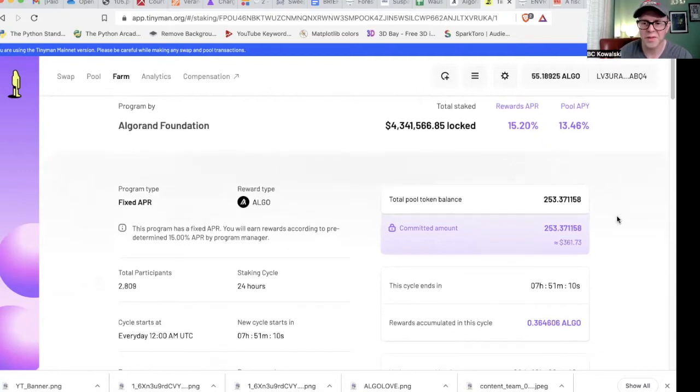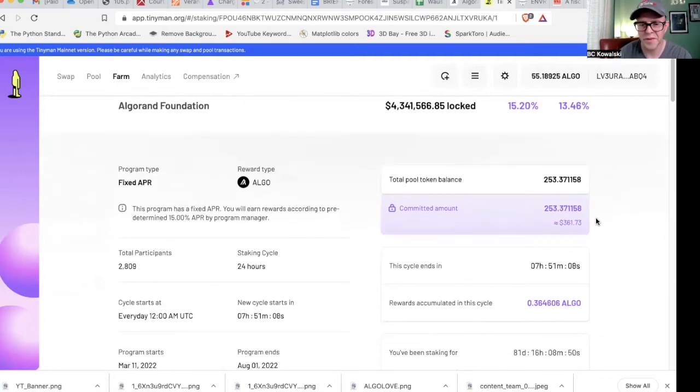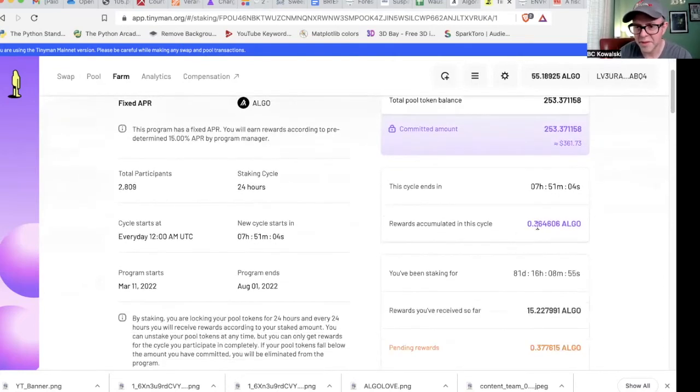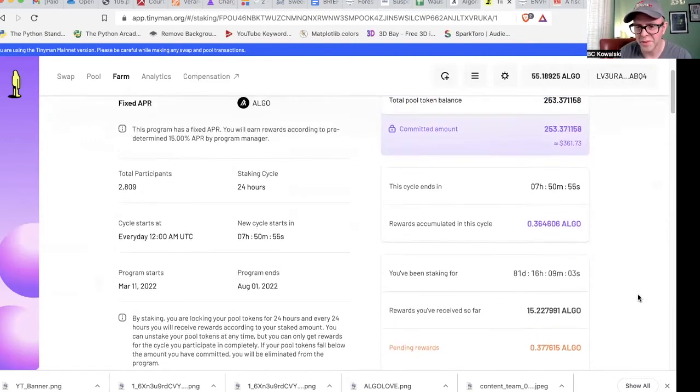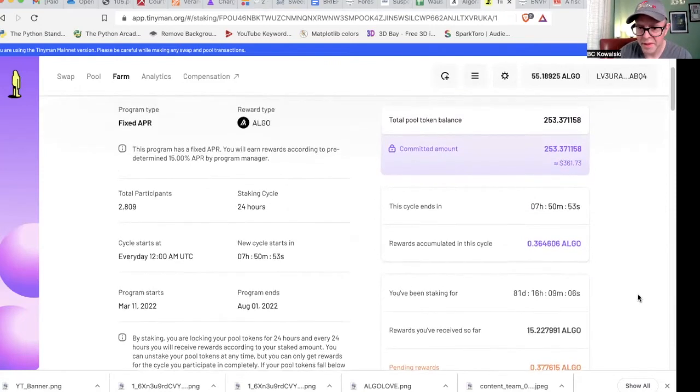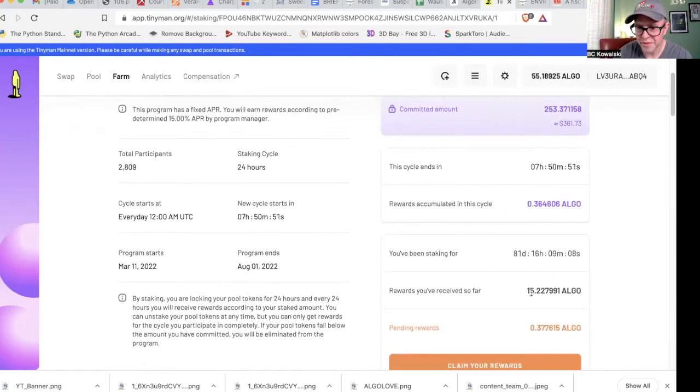As you know, the price of Algo has gone down, so I think I had a little bit higher of a commitment when I first started. But I've been earning about 0.377 per day. In fact, I could claim those now. I'm just going to hold off a little bit. And in total, I've made 15.2 Algo in that period, for about 81 days.